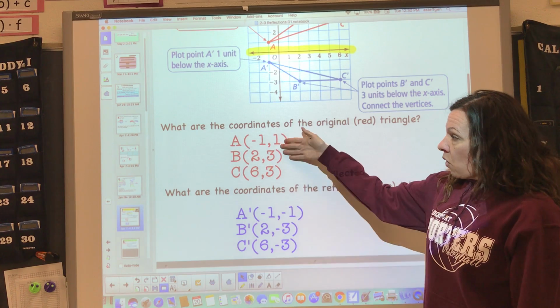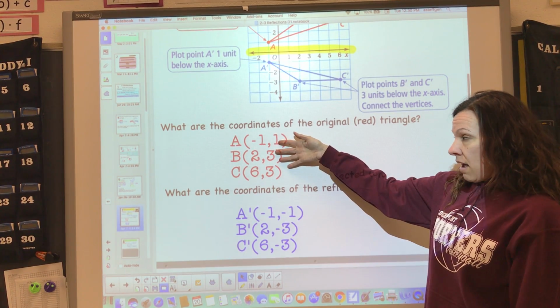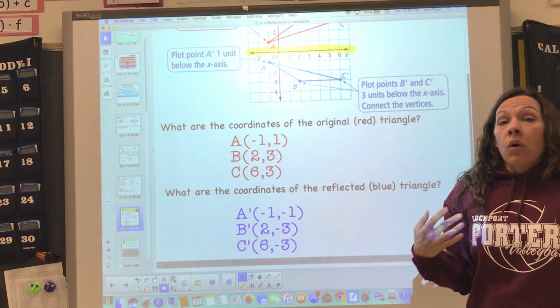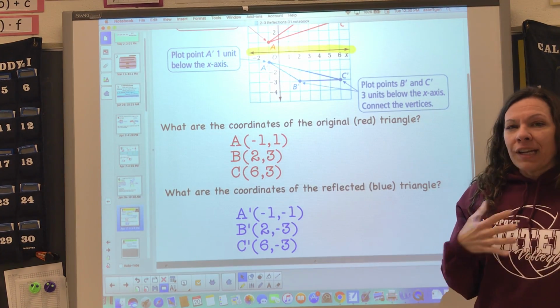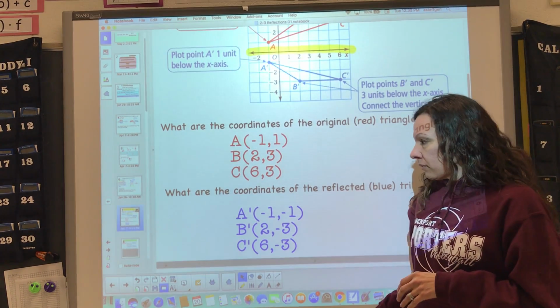Right now I want you to think, what do you see between the red points that I have here and the blue? What is similar? What's different? And how are they different? Take a second, jot some ideas down.